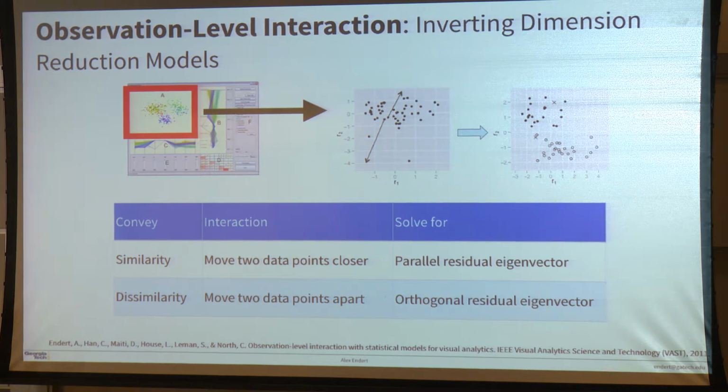Now, I'm not going to throw mathematical equations up here, but basically, this idea of imparting more similarity or more dissimilarity by moving points apart or closer together solves for the difference between the eigenvectors that you're actually dragging. All right, as mathematical as I'll get.